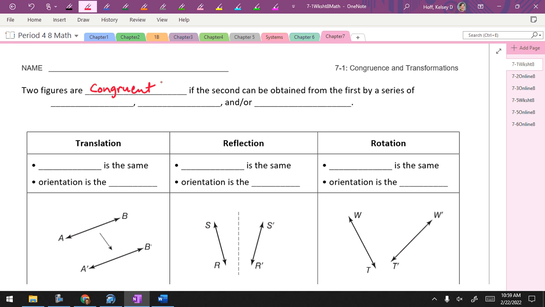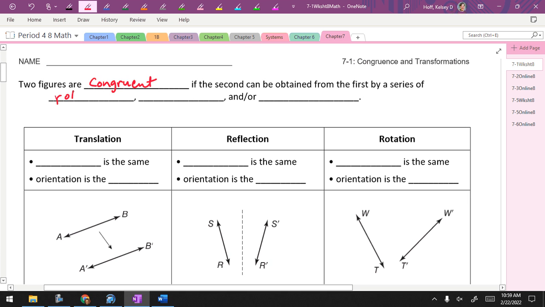Max? Rotation would work. You could spin it. Translation, sliding it, and or reflection. So if you think about chapter 6, what transformation are we missing? Dilation. Why isn't dilation up there?